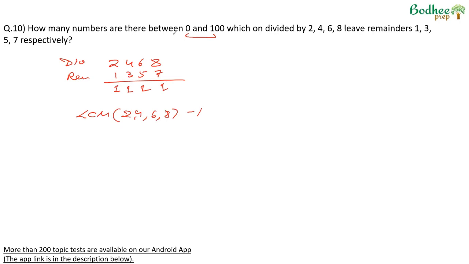Okay. So the LCM is 24. The smallest number which satisfies this condition will be 24 minus 1, which is 23. The next number will be when we add 24 to it, so 47. The next number will be 71, and then the next number will be 95. These are the four numbers between 0 and 100, so the answer becomes 4.